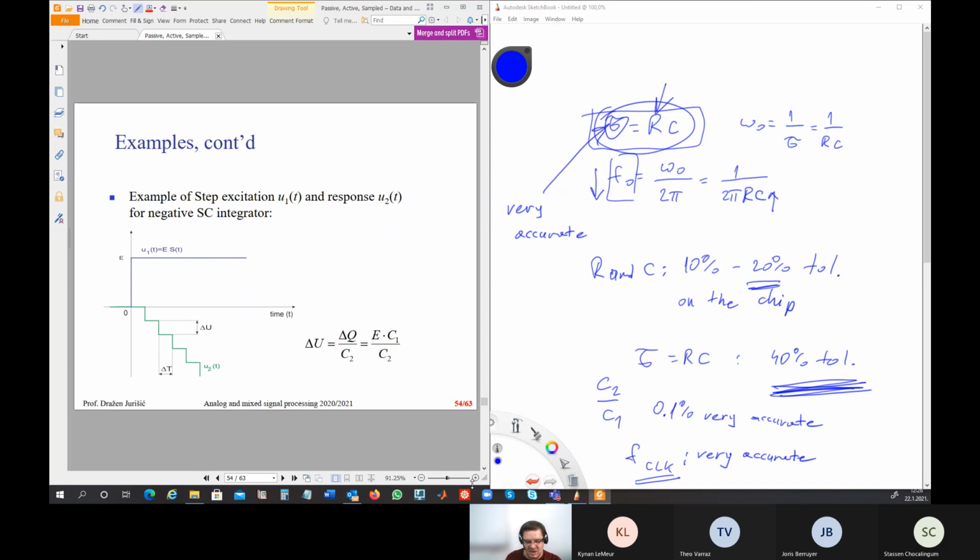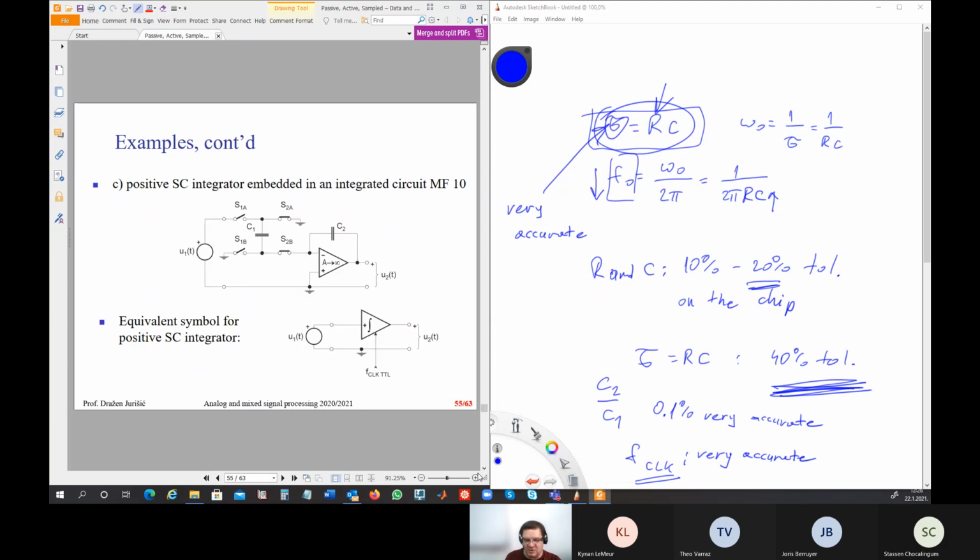Okay, so here is the output of such a switch capacitor integrator. You see that the output is going down like stairs, not continuous anymore, but this is how it works. We call it not a continuous time, but a discrete time system. Here is the step. The step is also proportional to the ratio of C1 over C2.